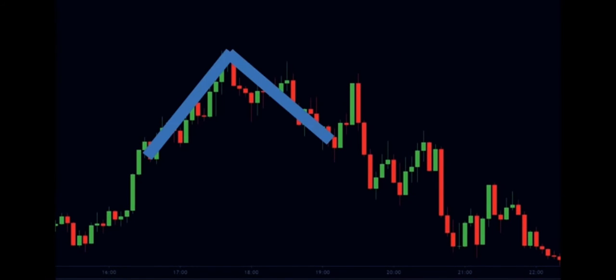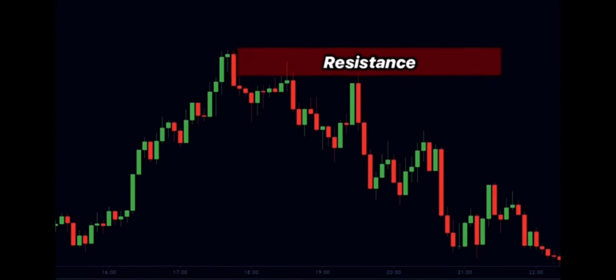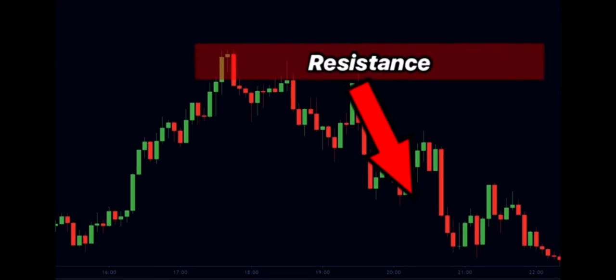Similarly, here we see a turning point, and we mark a resistance level here. As you can see, the next time the price came near the resistance area, it saw a sharp sell-off.